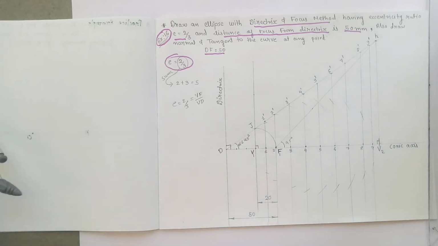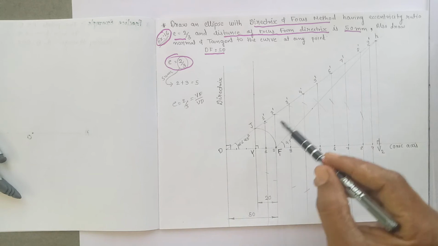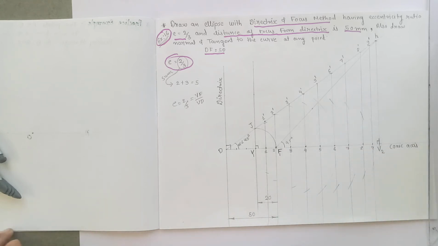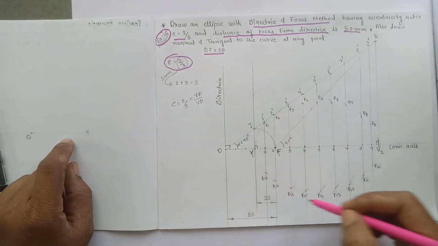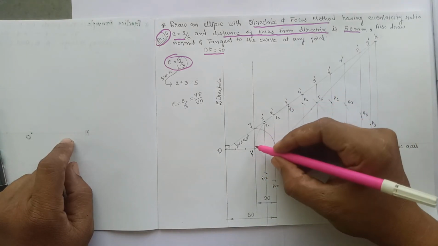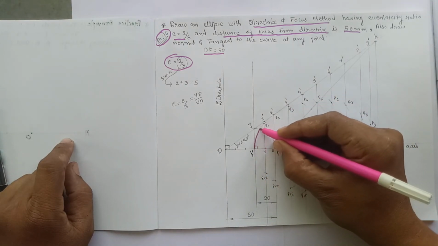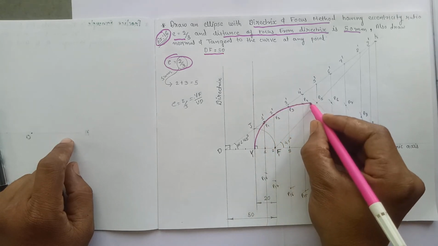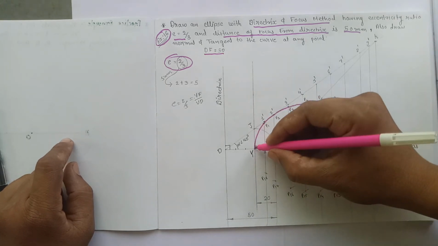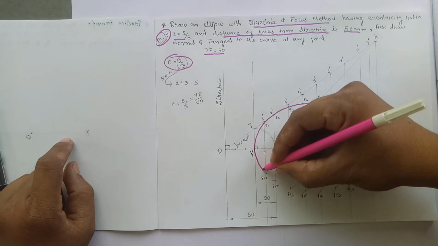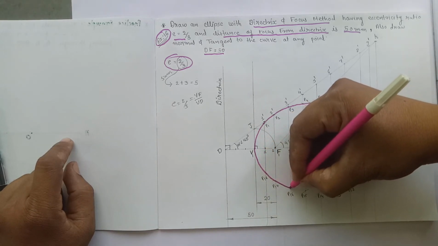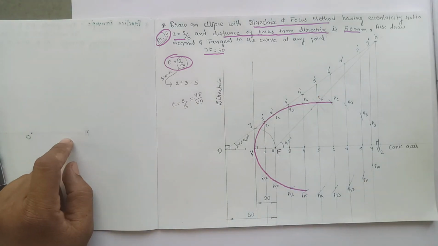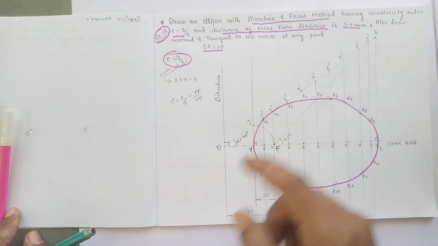Now mark these points, give the name of these points and draw the freehand curve passing through these points, will give us an ellipse. So mark the point like this and draw the freehand curve passing through these points. The curve generated will be an ellipse. Draw the freehand curve passing through these points. The curve generated will be an ellipse. So this curve will be an ellipse.